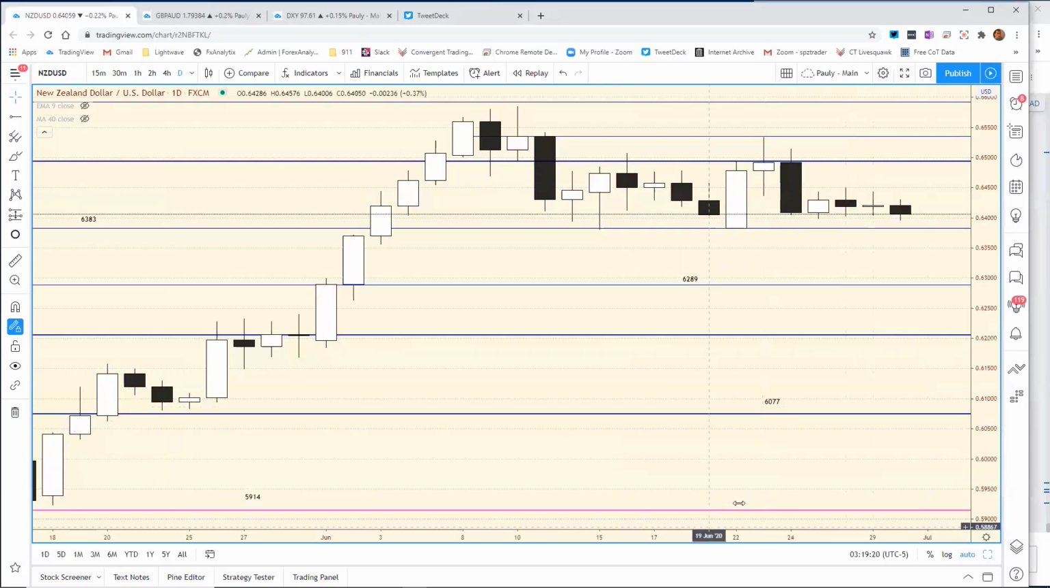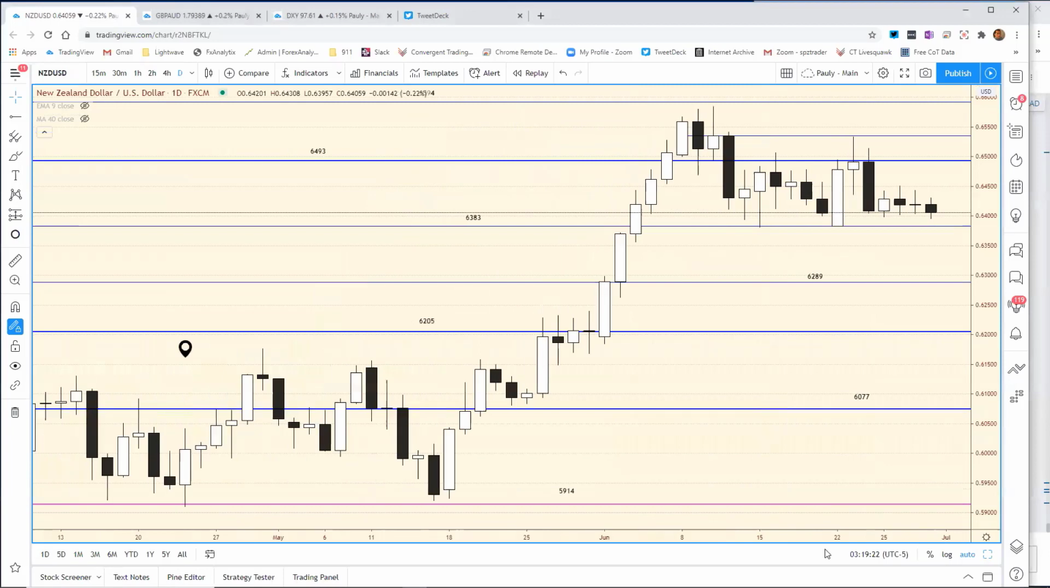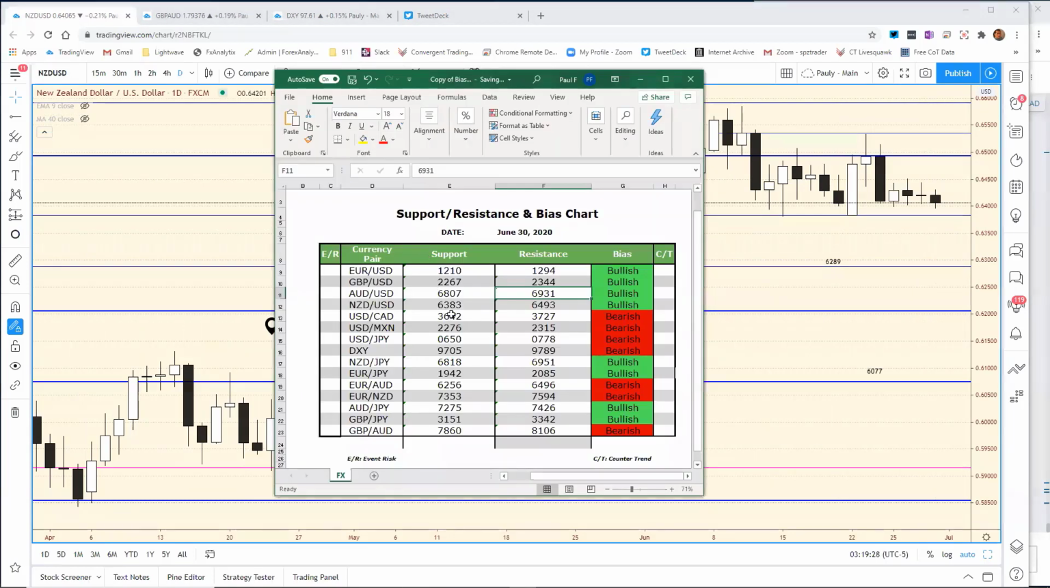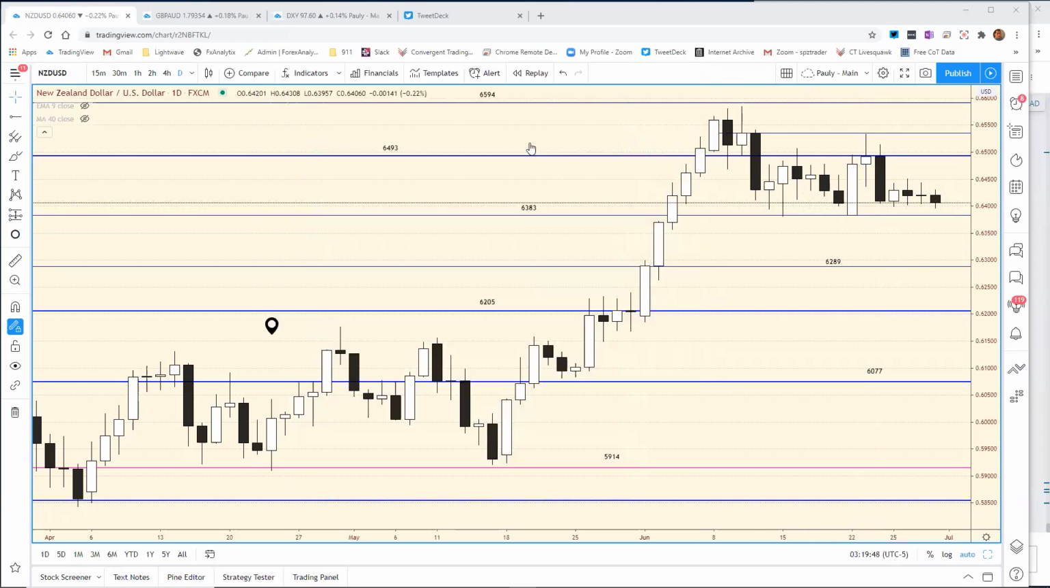We're seeing the same thing, no surprise, in the Kiwi. Same thing here, just dead as a doornail. No changes here in the Kiwi either. Support is going to be at 63.83 and resistance at 64.93. And we're trading so tight. As I mentioned, holy smokes, we're trading in a 30 pip trading range. So obviously no changes.